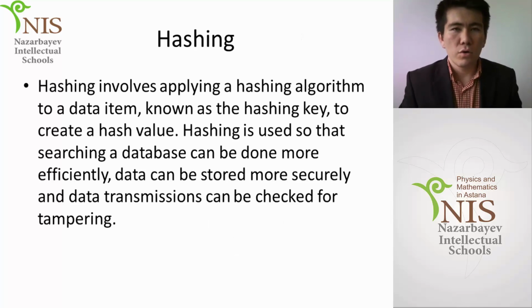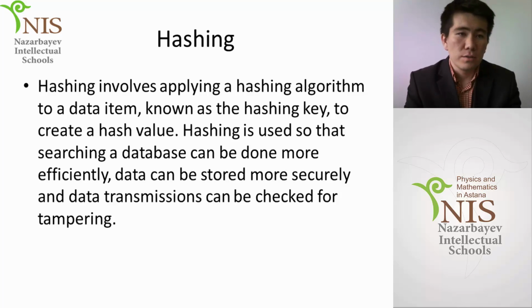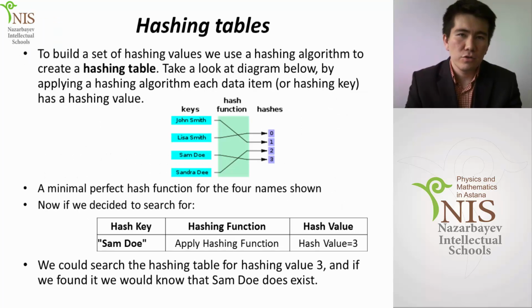Next thing we're going to cover today is hashing. What is hashing? Now I'll explain to you. So hashing actually involves applying a hashing algorithm to a data item known as the hashing key to create a hash value. Hashing is used so that searching a database can be done more efficiently, data can be stored more securely, and data transmissions can be checked for tampering. Okay, if it's a little bit confusing for you, don't worry. Just in a minute I'll explain to you in more detail.